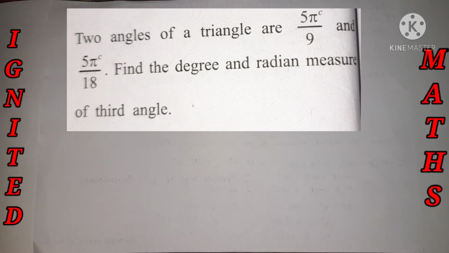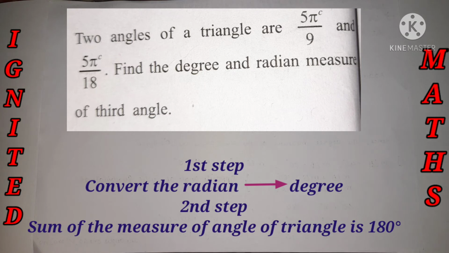The same procedure as in the fifth question, we need to apply over here. But in the fifth question, one angle was in radian and the other was in degree, whereas over here the two angles are given in radian form. We can convert them into degrees and find it, or otherwise we can do it in radian also and convert afterwards. So there are two ways to do it.